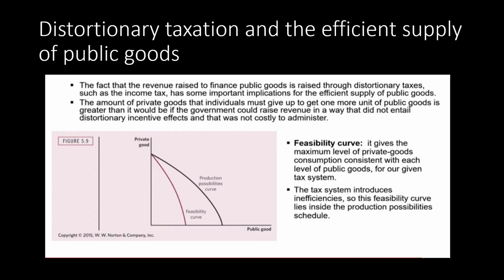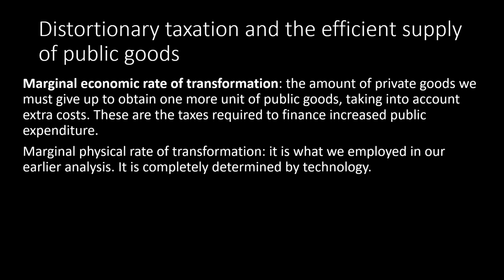What do I mean by the production possibility curve? This is just the locus of points which shows the possible combinations of two commodities that can be maximally produced when all the available resources are fully and efficiently utilized. Then, to add on, this is still the distortionary taxation and the efficient supply of public goods.